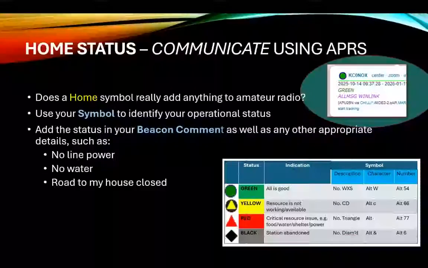So the green circle is good. The yellow is the old civil defense code symbol, which really has no pertinent use anymore. Red is an upright red triangle, and then black, I don't know if you'd ever use the station abandoned, but certainly it would be a possibility and demonstrate that you're no longer at your primary residence. So the goal of this home status is to really communicate using APRS red and just a static icon that sheds no additional information to the rest of the amateur operators.